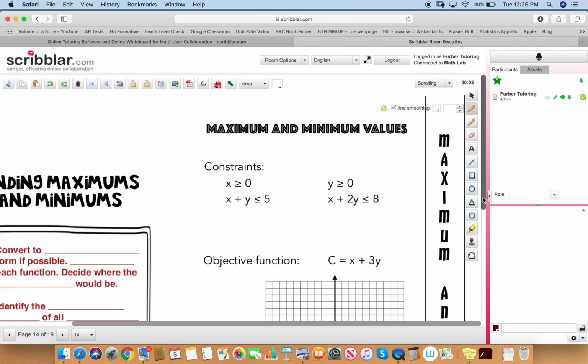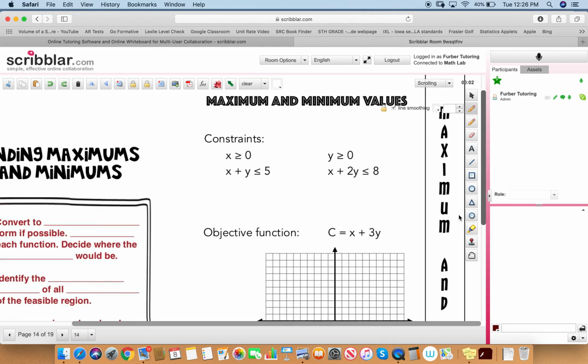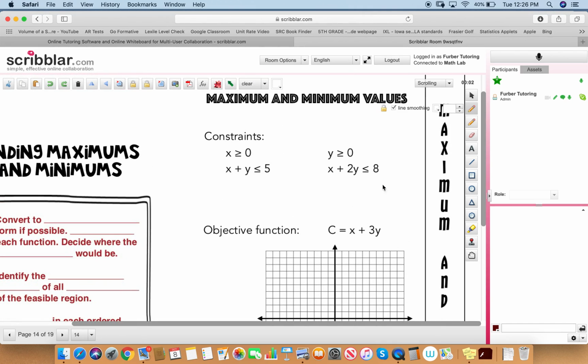So we talked about some of our vocabulary. There's our graph down there. They've already given us our objective function. They've already told us this is the objective function. They've already given us our constraints, or our inequalities, that we're going to graph. And so what we're going to do is basically graph those inequalities and find the feasible region.